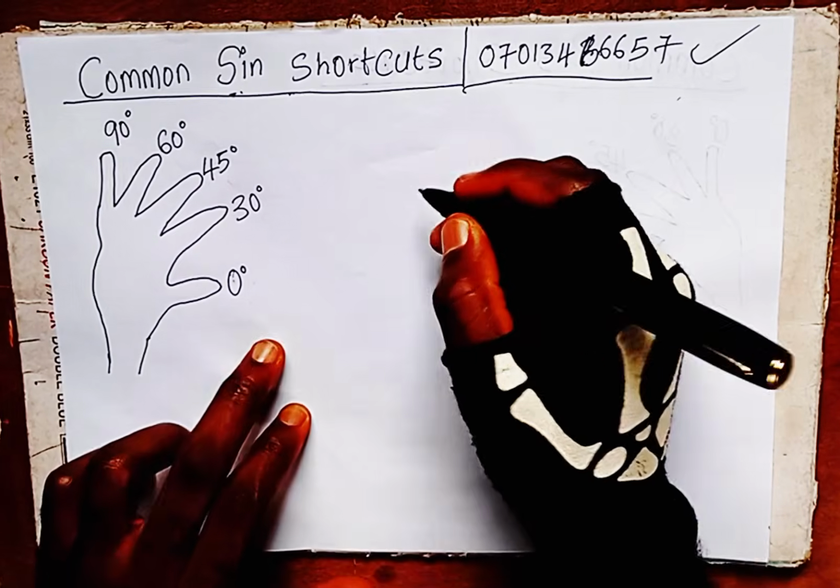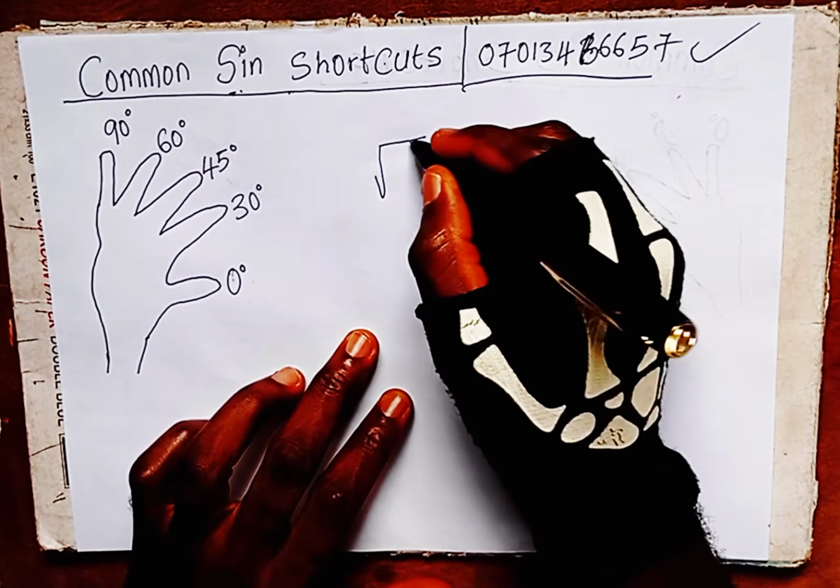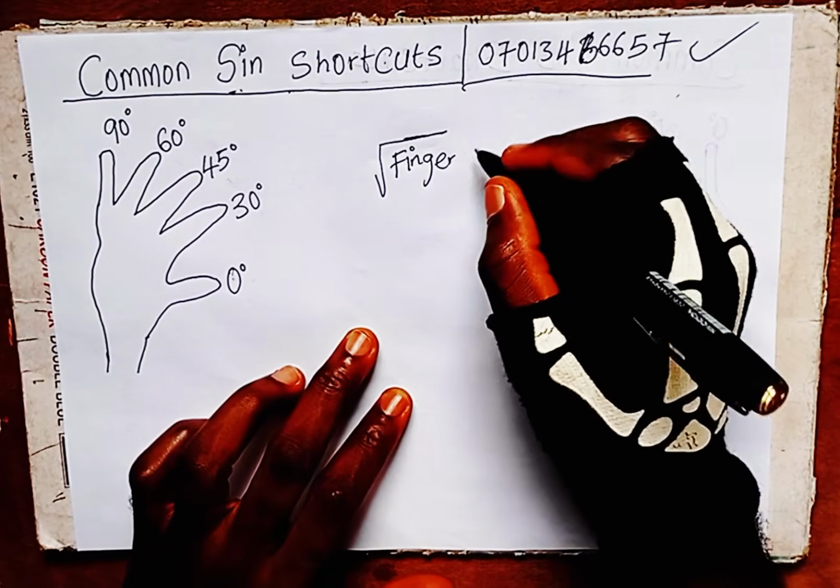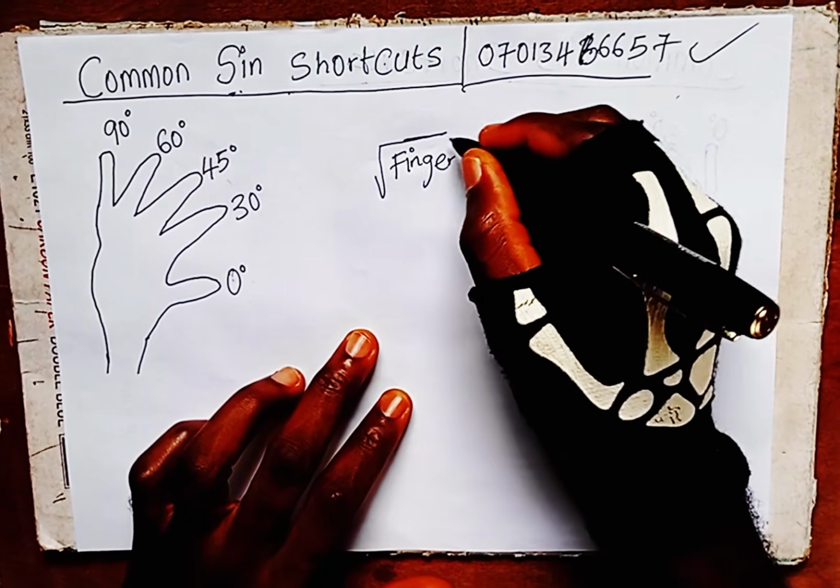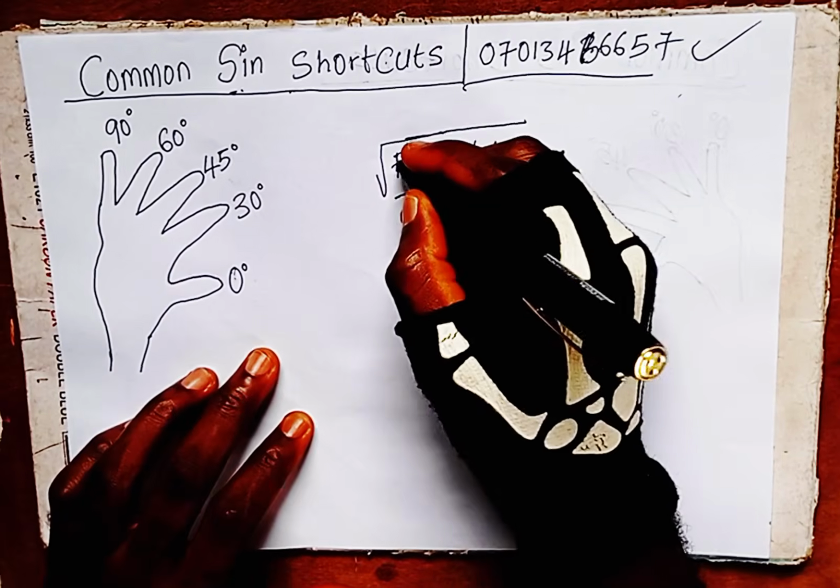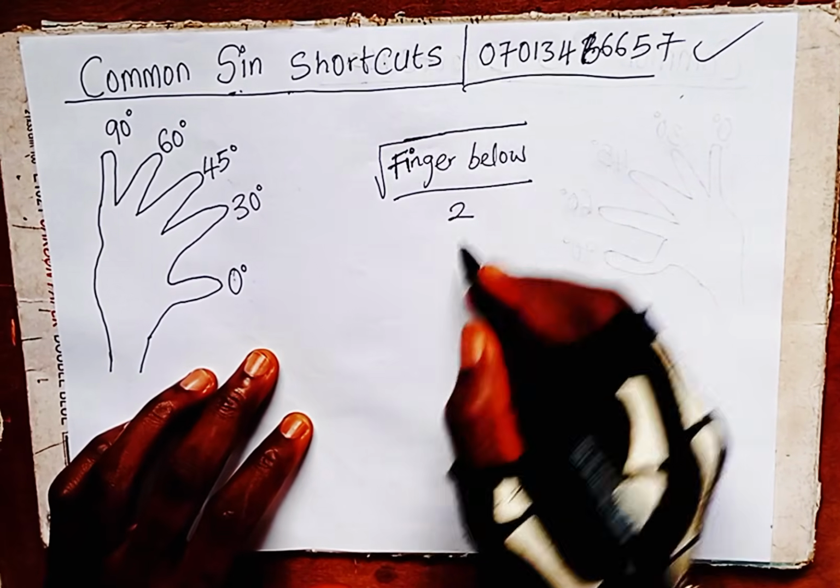So we are going to apply the formula: the square root of the number of fingers below, over 2. That's the formula we are going to apply. Very easy. Square root of the number of fingers below, over 2.